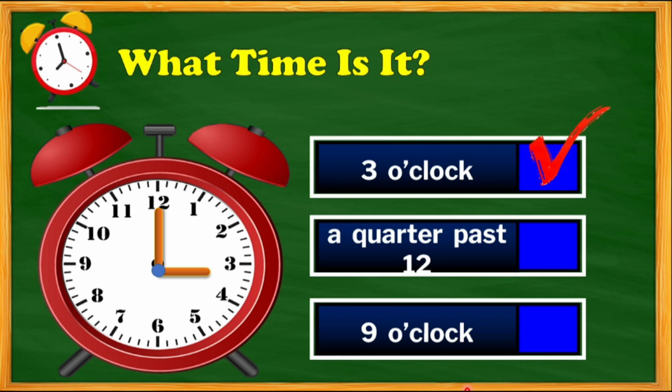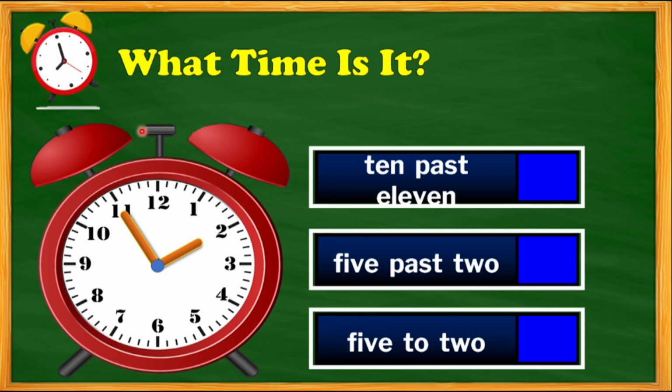Okay, the correct answer is 3 o'clock. Very good, grade 5 pupils. Then, for the next example, we have this illustration. Is it 10 past 11, 12 past 2, or 5 to 2? The correct answer is 5 to 2.